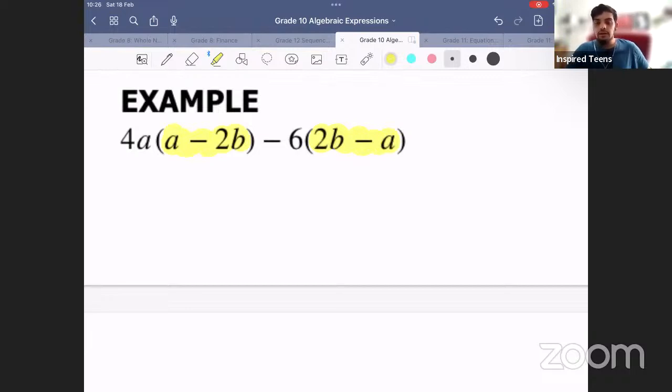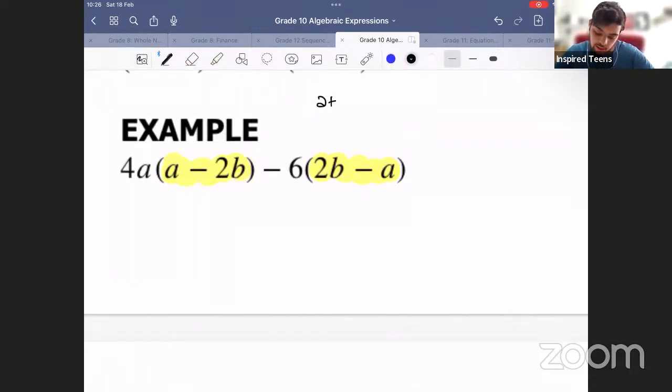Now you'll notice that in this case, we're not going to take the most basic common factor. You're going to take the bracket common factor. However, we have a - 2b, but here we have 2b - a. With addition, if I had a + 2b and 2b + a, these would be the exact same thing.